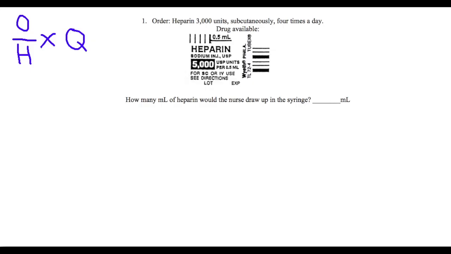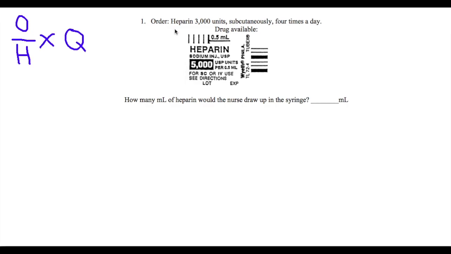This first problem, we have an order for heparin, 3,000 units subcutaneously, 4 times a day. The information for our drug is on the label below. So the question is, how many mils of heparin would the nurse draw up in the syringe? And you can pause it right here if you would like to try to work this out before I show you how to work it out.